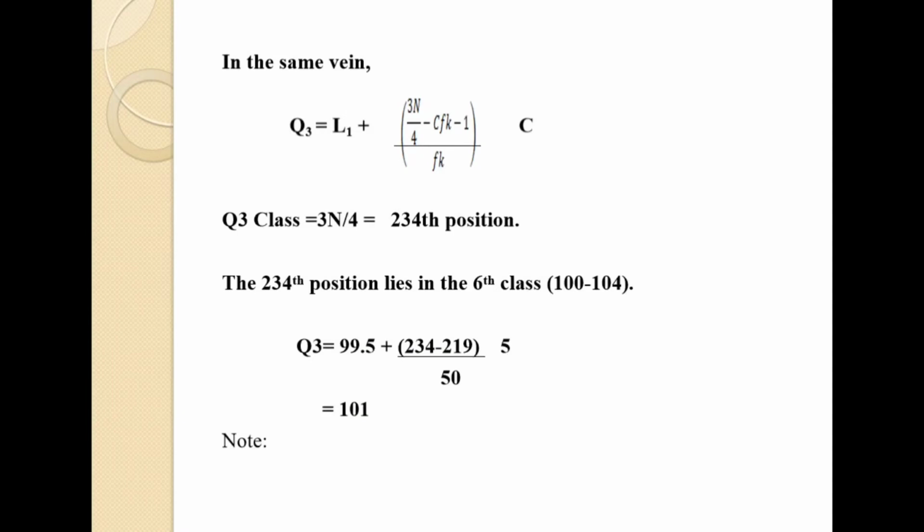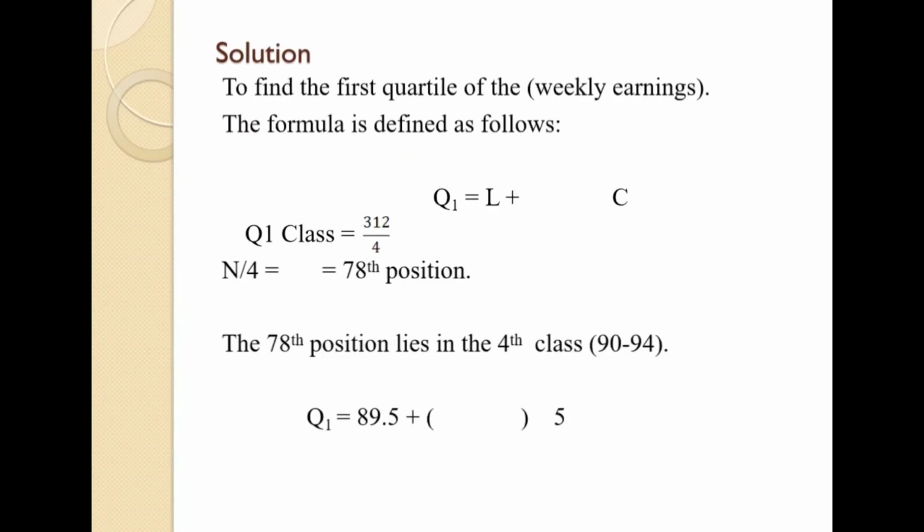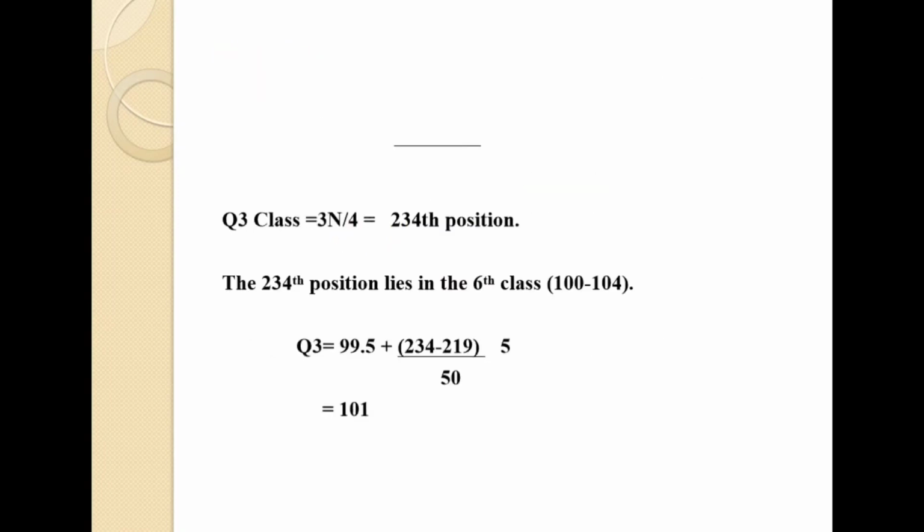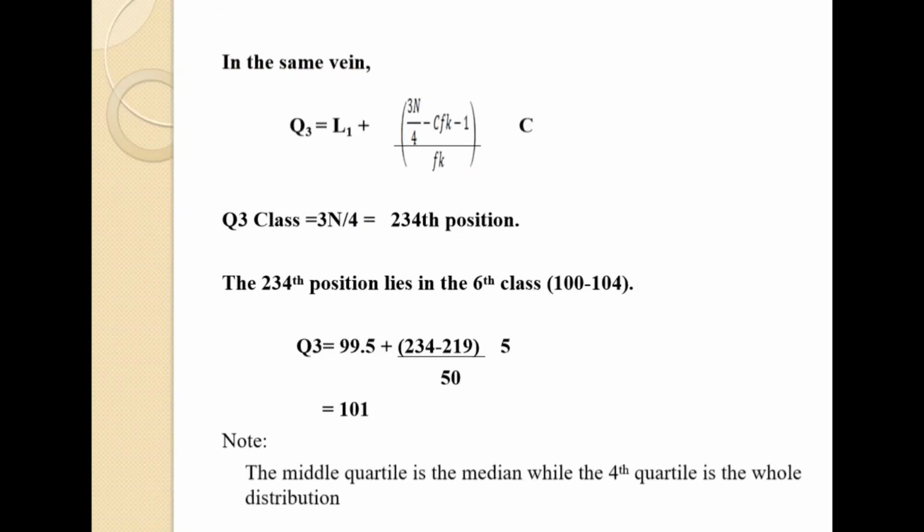In case we are asked to calculate the interquartile class, it will simply be Q3 minus Q1, which is 101 minus 89.9. And if we are asked to calculate the semi-interquartile class, it will be 101 minus 89.9 divided by 2. Take note, the middle class is the same thing as your median, while the fourth quartile is your entire distribution. Your Q1 is your lower quartile and your Q3 is your upper quartile.